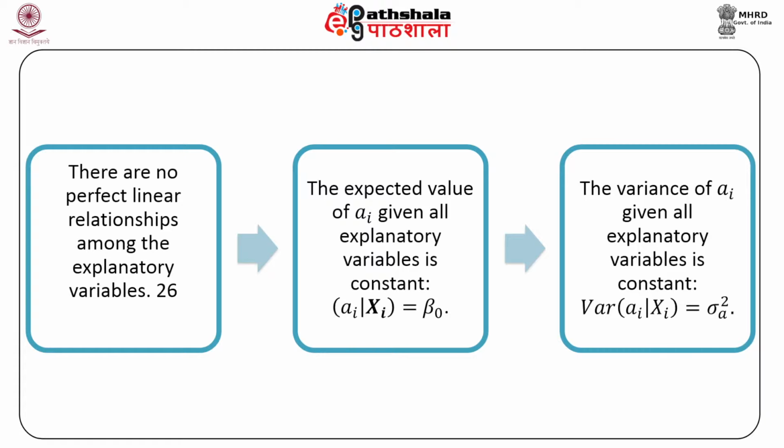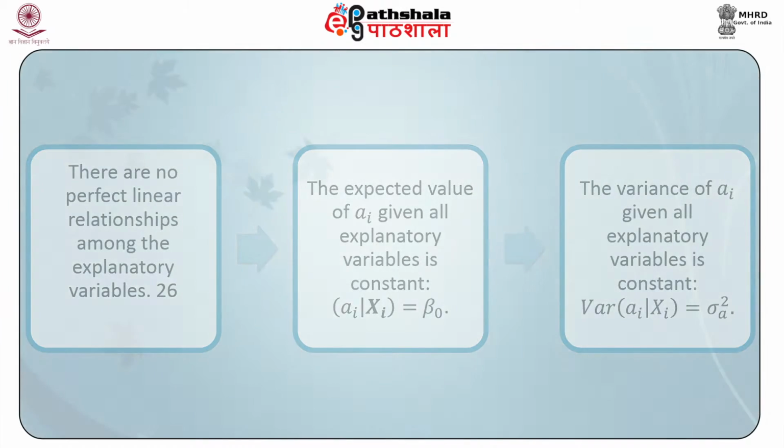Assumption number 9, the variance of a_i given all explanatory variables is constant. Variance of a_i given X_i is equal to sigma square a.